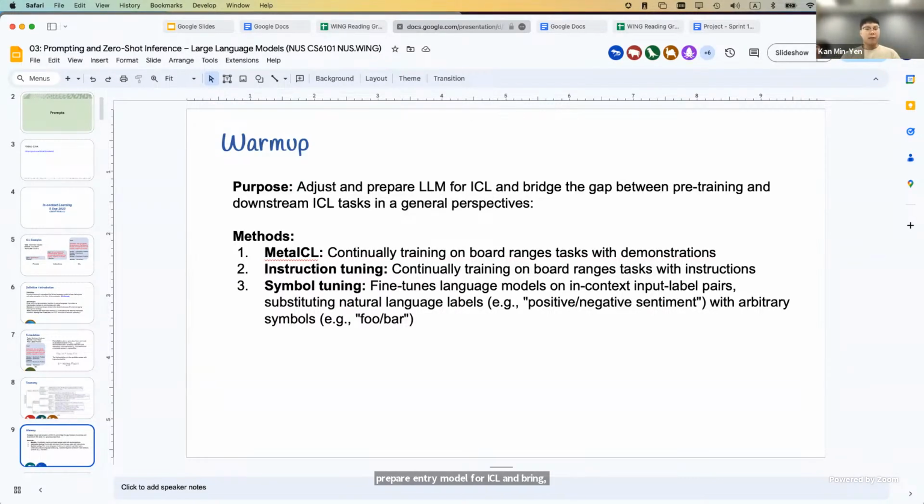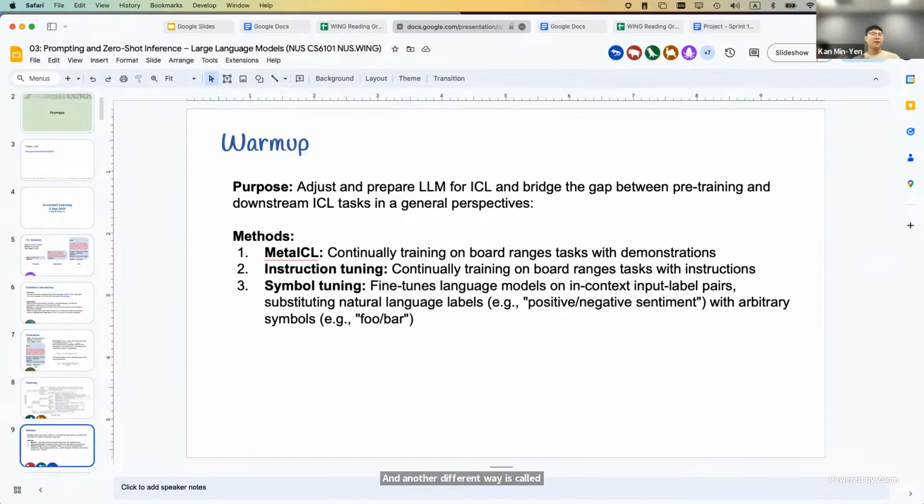It is generally adopted in several formats and several methods. For example, you can continue training the language model on different tasks with demonstrations, so the demonstrations match the format in ICL. Or you can also continue training the model on different instructions, so the instructions should also match the ICL prompts. Another different way is called symbol tuning.